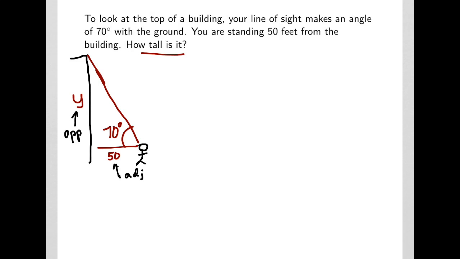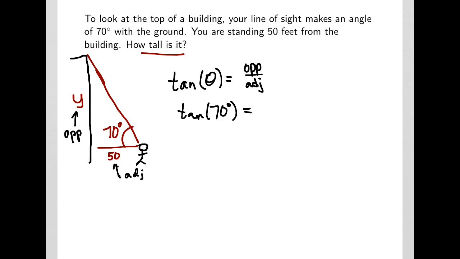and so this tells me that I should use the tangent function. The tangent of an angle is the opposite divided by adjacent. And so for us, the tangent of 70 degrees is going to be equal to the unknown opposite divided by our adjacent, which is 50 feet. And I can now solve for y. My y is 50 times the tangent of 70 degrees in feet.